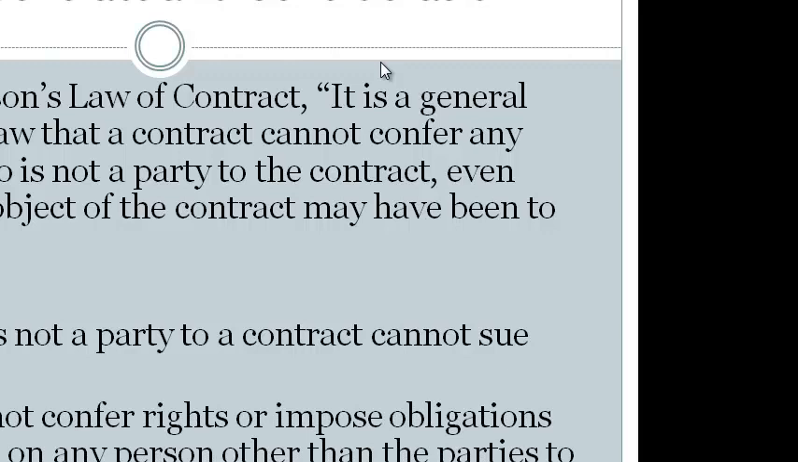Second, a contract cannot confer rights or impose obligations arising under it on any person other than the parties to it. And third, it simply means a stranger to the contract may not file a suit on it. Now here we need to distinguish a stranger to consideration, where consideration is moved by the promisee to someone else, that party does have a right to sue. But when obligations or rights are being conferred, then that person becomes a stranger to the contract and he or she does not have any right.